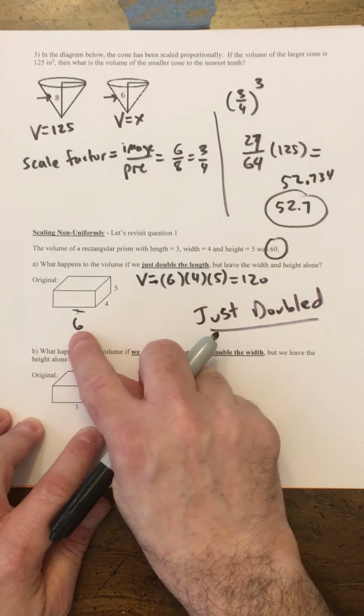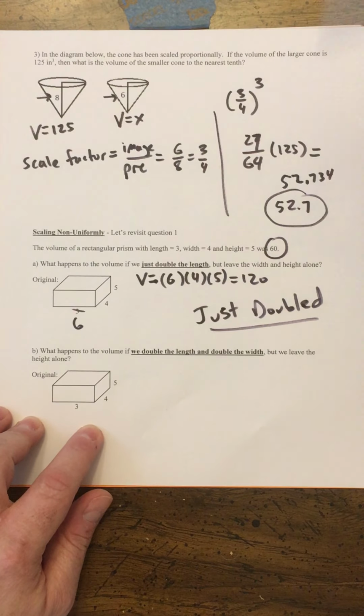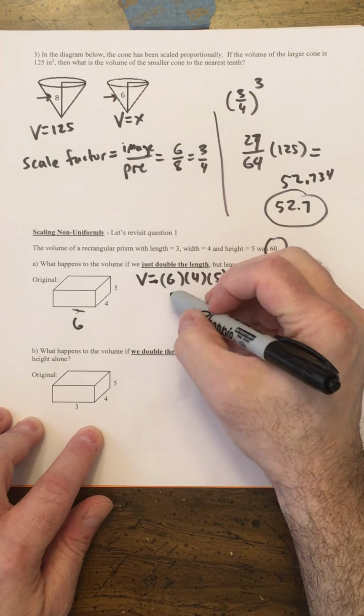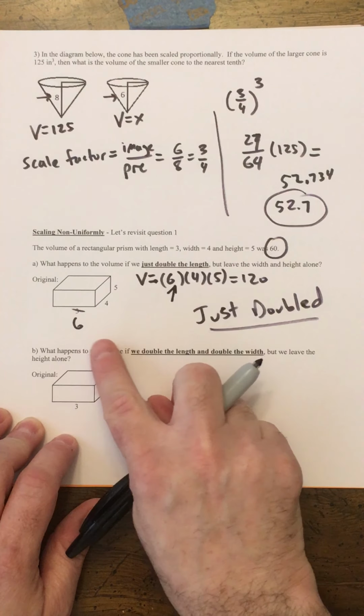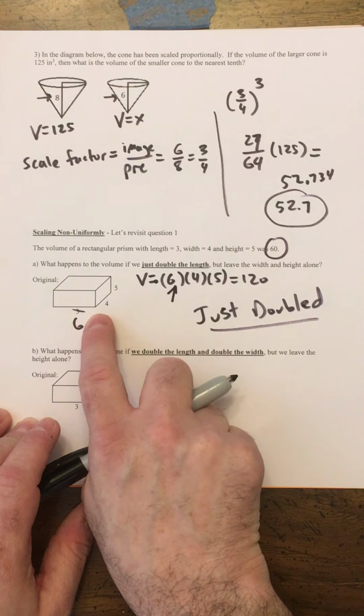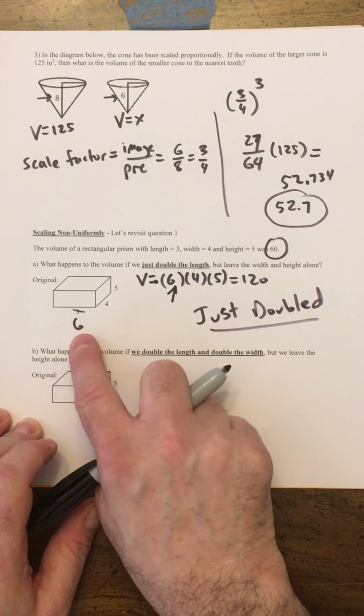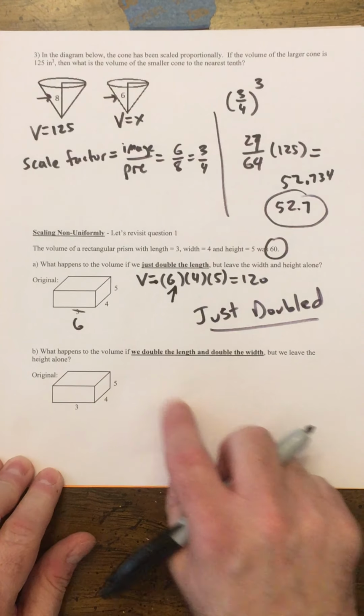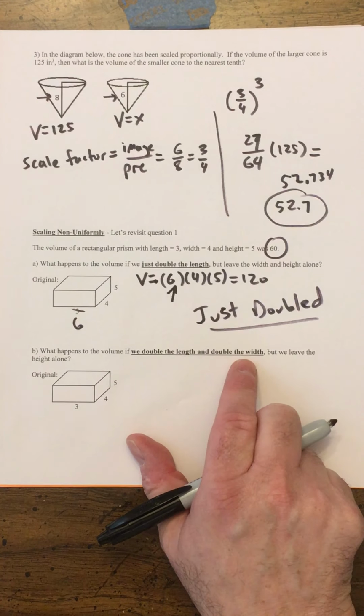Okay? Because we're only changing one of the dimensions. This is the only dimension that changed. So by changing only one dimension, we're doubling only one dimension, we're doubling the volume. Okay, what happens if we double the length and the width?